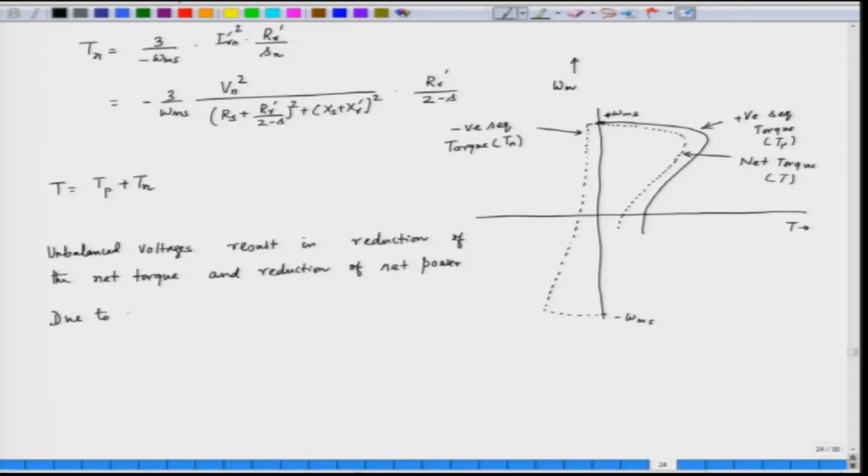The motor is derated due to unbalanced power supply, due to unbalanced voltage. So, this is the effect of unbalanced voltage supply on the operation of induction motor. So, we conclude for today's lecture, we will continue in the next lecture.